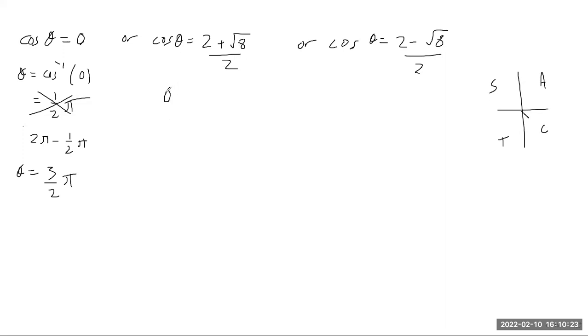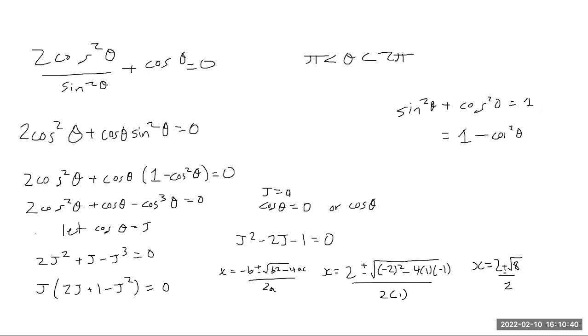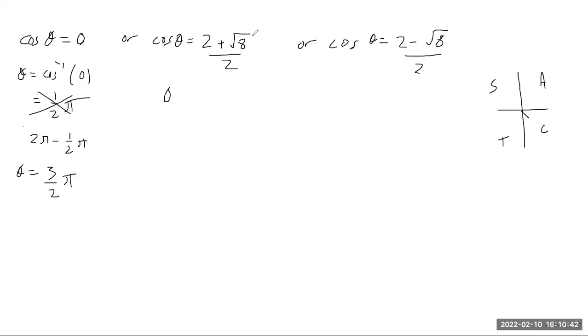Now, will that have any solution? The next one. No, because cos theta must be between what? 0 and 1. But 2 plus root 8, that's 4 point something over 2. That's 2 point something. Cos theta can't be so much, right? So in that case, it's invalid, or you can say inadmissible. Say that part is not valid.